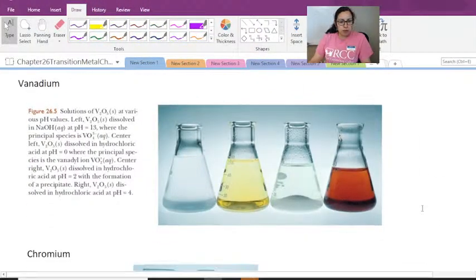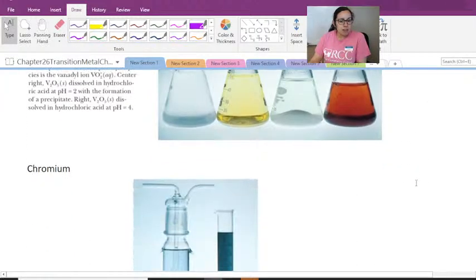And so what I mean by that is you get these fun colors. So this was from your textbook, but this is solutions of vanadium pentoxide, and it makes different species at different pH values, so very pH sensitive. And so that's kind of cool. You're going to see these fun colors. And we'll talk about where the colors exactly come from as we dive in.